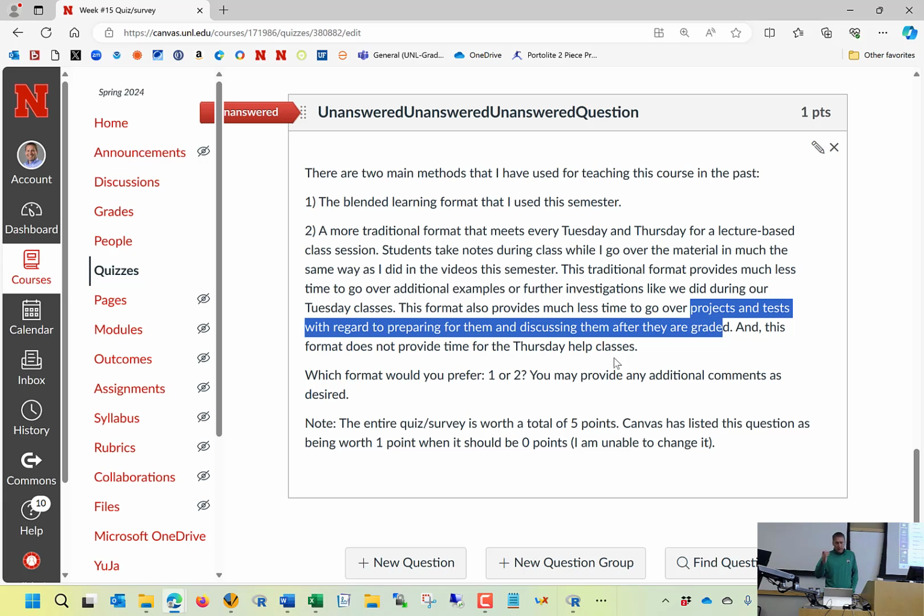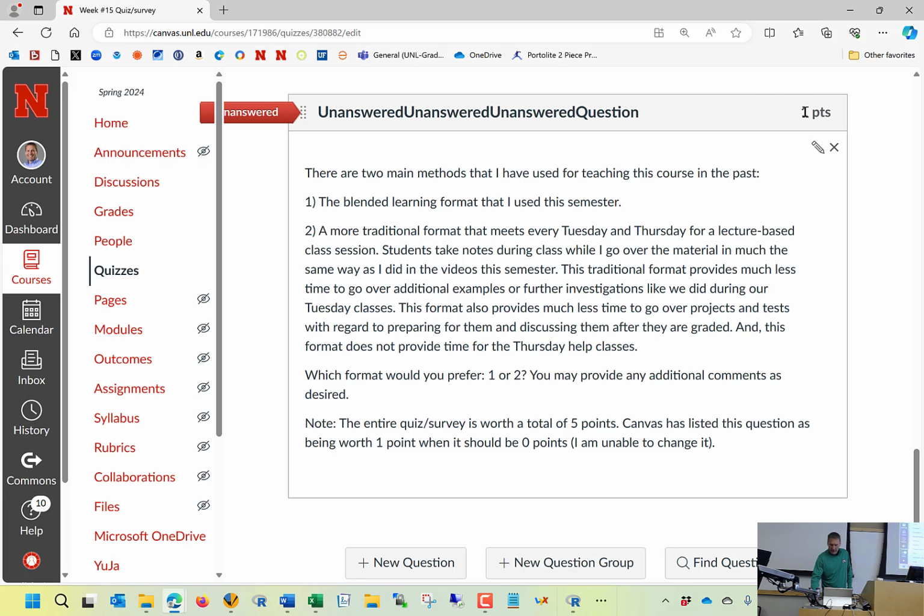And so simply, here are 2 teaching formats. Tell me which you prefer. And if you want to, you can provide additional comments about what or why you made that choice.